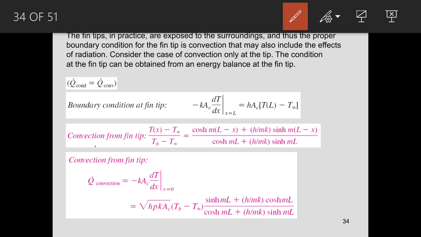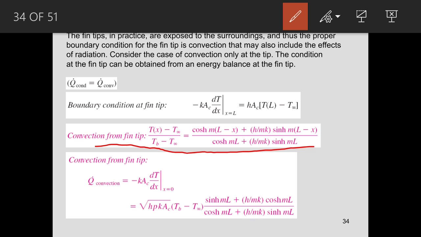So here is the temperature distribution for this condition: (T(x) − T∞)/(Tb − T∞) = [cosh m(L − x) + (h/mk) sinh m(L − x)] / [cosh(mL) + (h/mk) sinh(mL)]. Here k is the thermal conductivity.